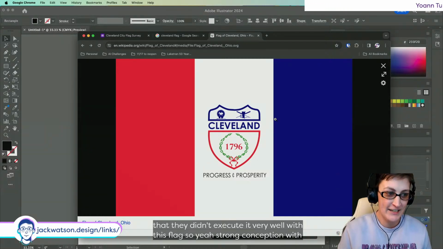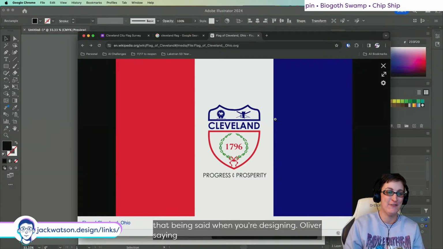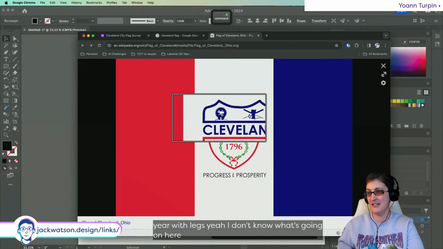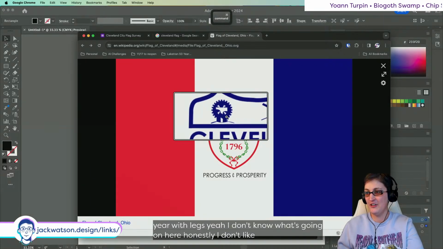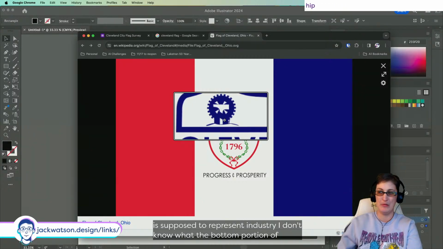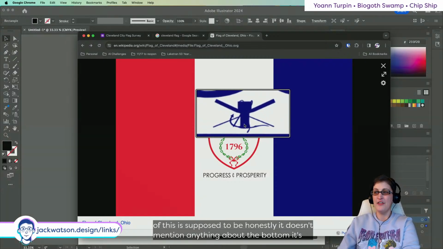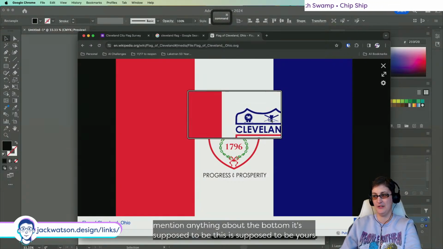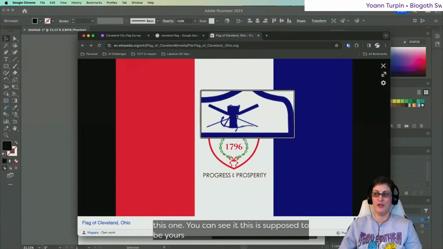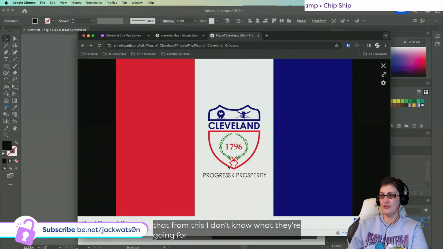With all that being said, when you're designing... Oliver's asking, is that front cog from a bike gear with legs? Yeah, I don't know what's going on here, honestly. This is supposed to represent industry. I don't know what the bottom portion of this is supposed to be. It doesn't mention anything about what the bottom is supposed to be. This is supposed to be oars. This one, you can see it. This is supposed to be oars, an anchor, and a ship wheel. I don't even get that from this. I don't know what they're going for.